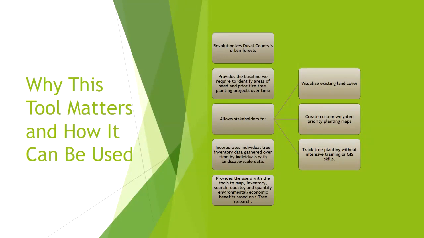The survey's online mapping tools will incorporate individual tree inventory data gathered over time by individuals with landscape scale data. These applications will also provide the users with the tools to map, inventory, search, update, and quantify environmental and economic benefits based on iTree research. To access the applications, a link is provided at jaxdigstrees.org, or use the link at the bottom of this slide.